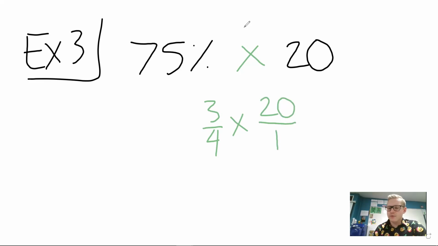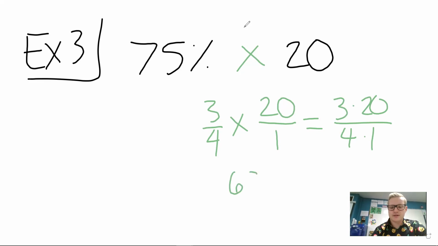And now I have 3/4 times 20 over 1. So multiplying straight across, 3 times 20 and 4 times 1. 3 times 20 is going to be, so 3 times 2 is 6. Add that 0 in there. I have 60. 4 times 1 is 4. And I have 60 over 4 left over.